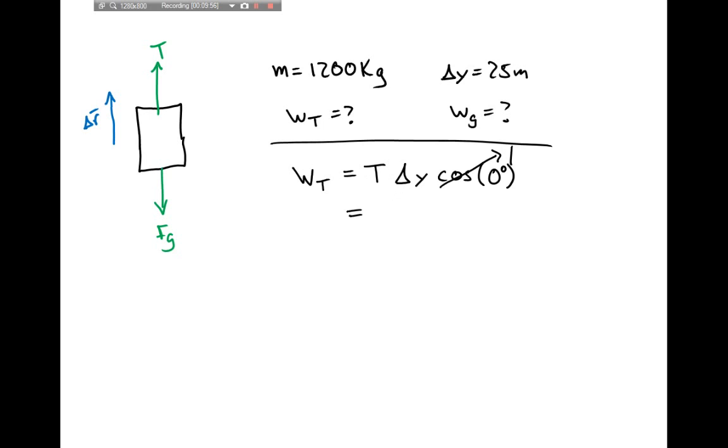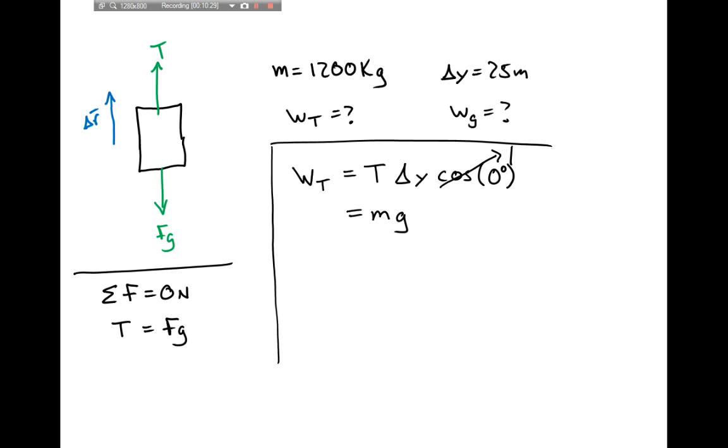So tension, another thing I should have done already: if the elevator is moving vertically upwards at a constant speed, then Newton's second law tells me that the sum of the forces acting on the object is going to be 0 newtons, because the object's not accelerating if it's moving at a constant speed. So if the net force acting on this elevator is 0, then the tension has to equal the force due to gravity. So my tension is just mg, and then I multiply this by delta y to calculate the work.